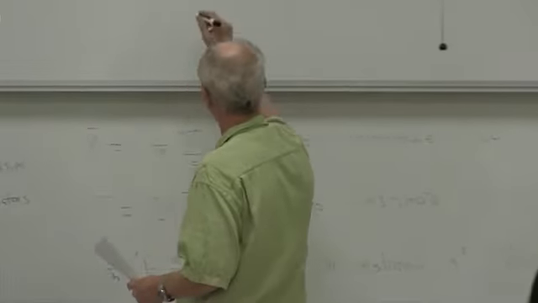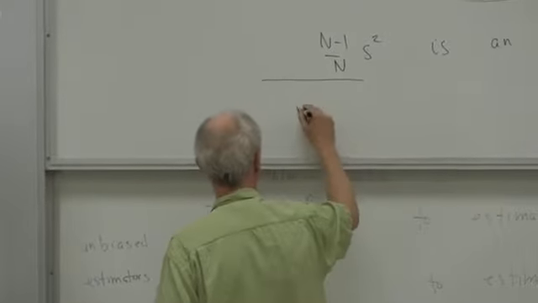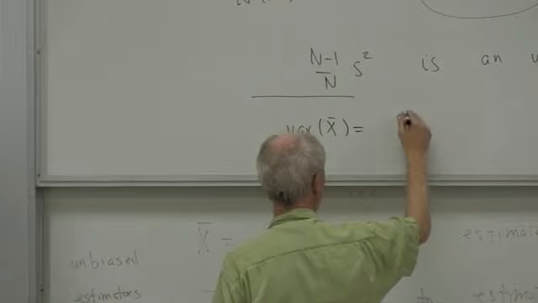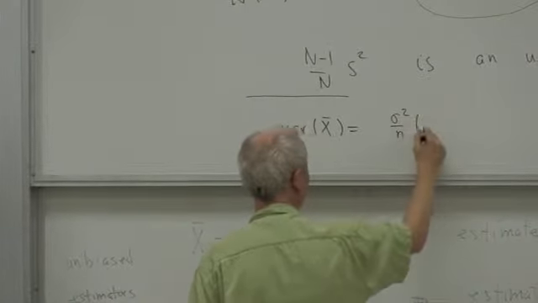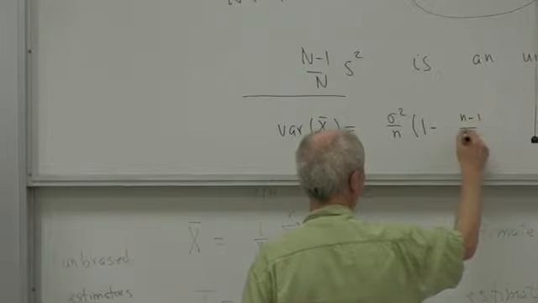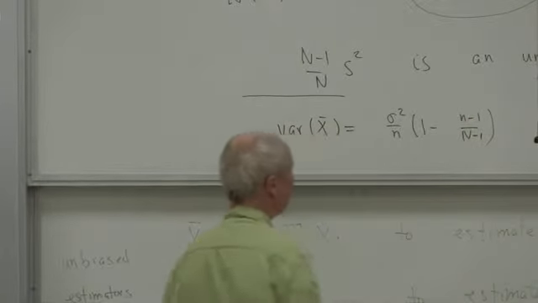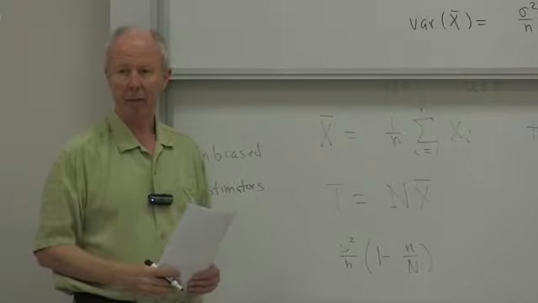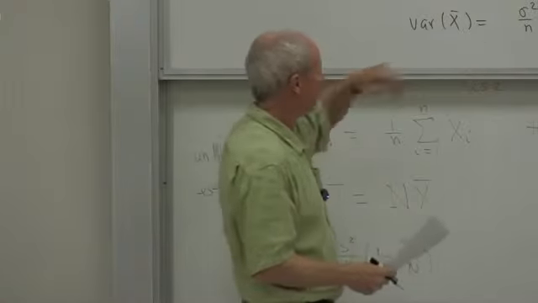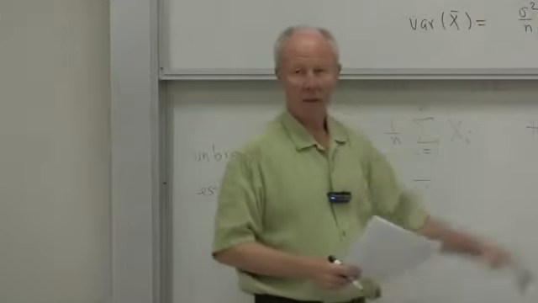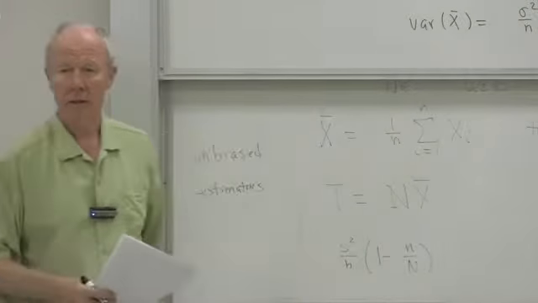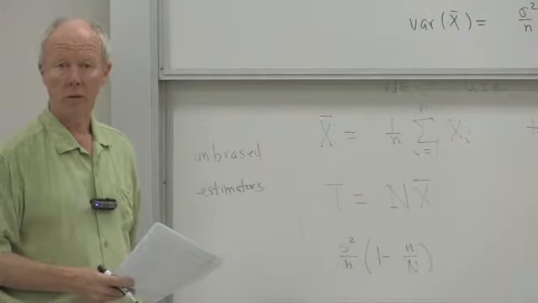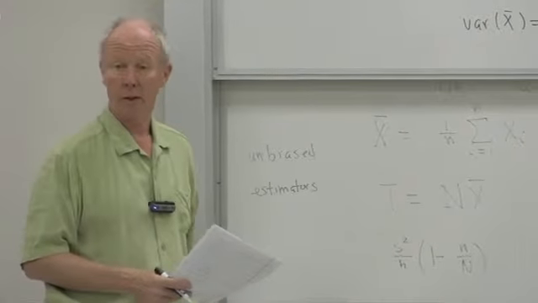What about the variance of x bar? What was this equal to? This was sigma squared over little n times 1 minus n minus 1 over capital N minus 1. What would an unbiased estimator of variance of x bar be? See, variance of x bar involves sigma squared. Do we know what that is? No, unless you sample the entire population, you don't know what sigma squared is.